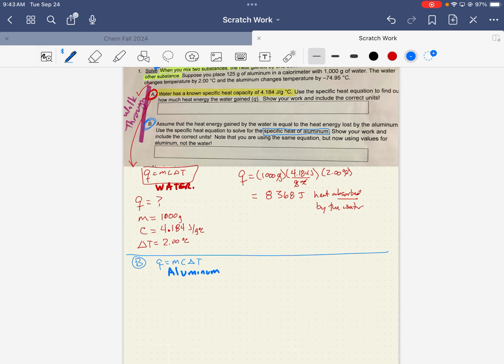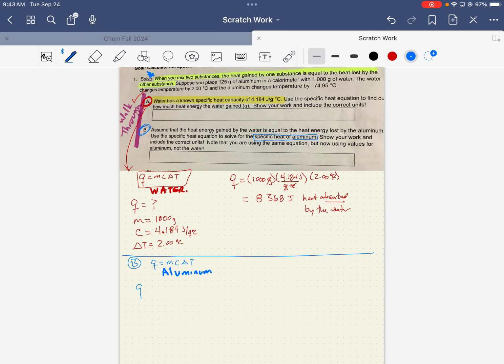Going through the work: Q, M, C, delta T. The change in temperature for the aluminum is 74.95 degrees Celsius. It says negative 74.95, so I'm going to start with that. I'm going to change that in a minute, and I'll explain why, but for now, since that's the number they gave us, that's the number I'm going to use. The mass of the aluminum is 125 grams.